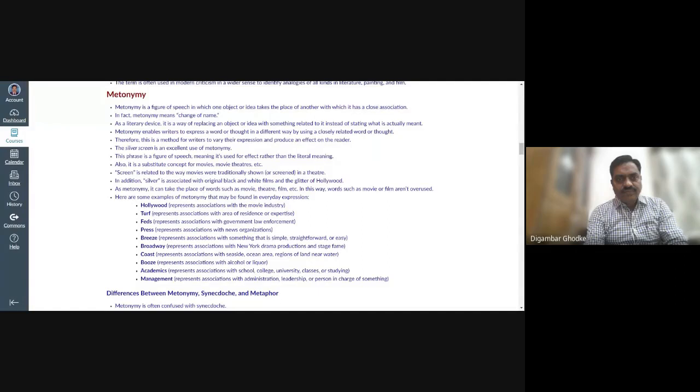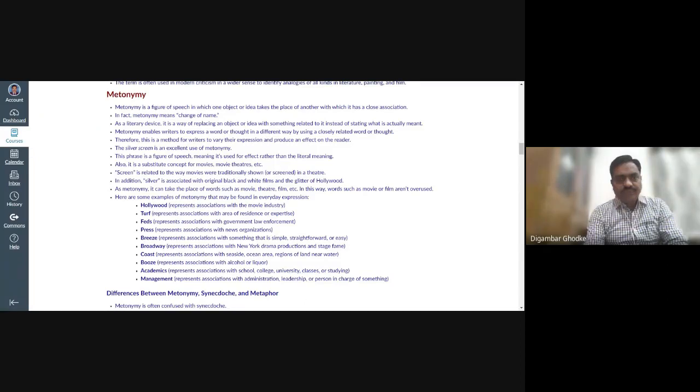Okay, and it substitutes the concept for movies. It is a substitute concept for movies, movie theaters, etc. In Marathi as well, when we say Chanderi Dunia, we understand that we are talking about the film world, the film industry. So it is a substitute term.